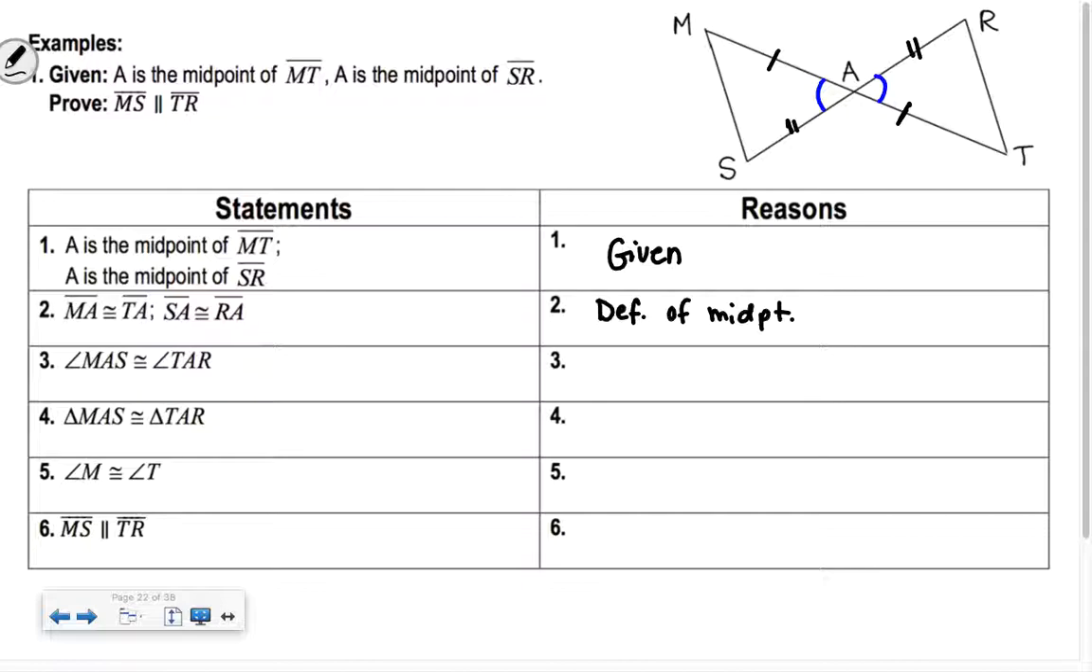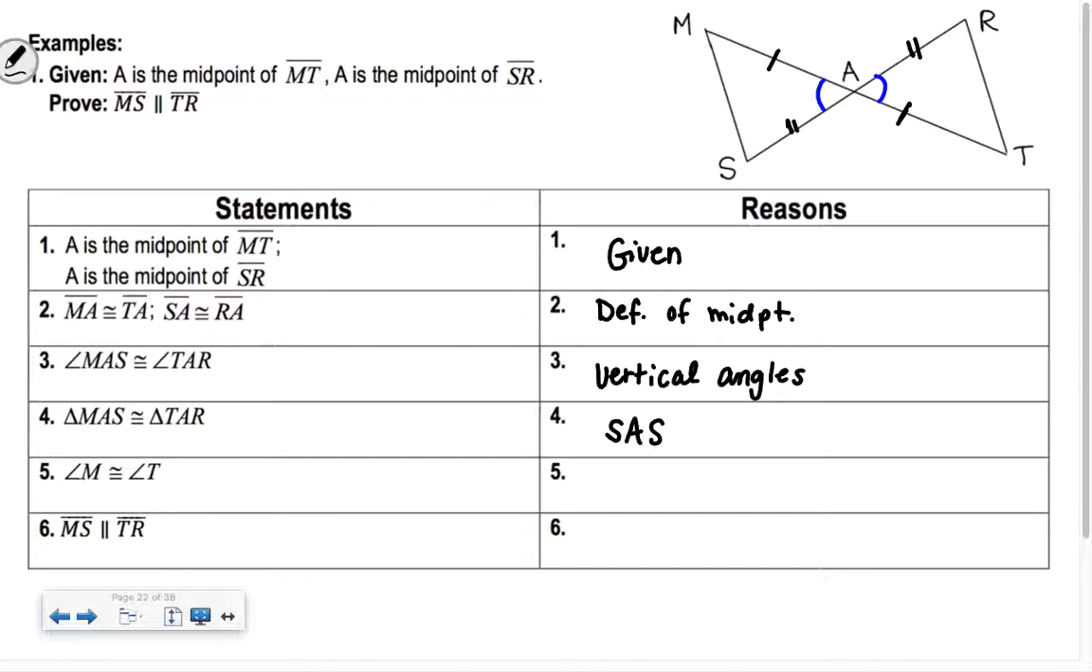Could I draw those blue marks in? Vertical angles. So a lot of geometry teachers make you write out vertical angles are congruent, but I'll just say vertical angles. Okay, so why are triangles MAS and TAR, why are they congruent to each other? SAS, perfect. Okay, so now that we have that, we can say lots of different things about this shape.